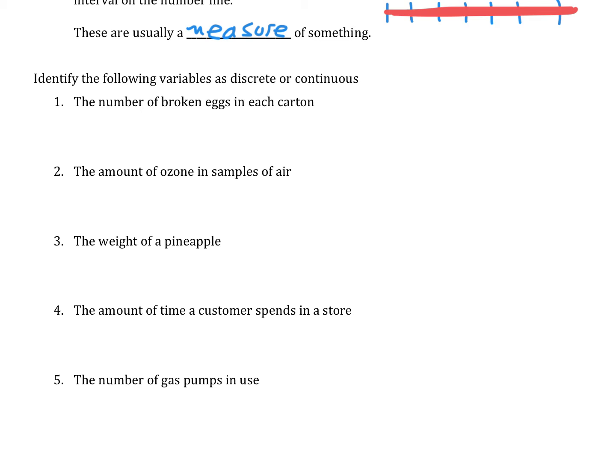All right, so the number of broken eggs in a carton, that would be discrete. That could only be a whole number. So there can be 0 broken eggs, 1 broken egg, 2 broken eggs, all the way up to 12. All right, not sure how ozone is measured, but I would think this is continuous. Could the amount of ozone go up or increase by a very small amount, by a very small decimal? I would think so. So this should be continuous.